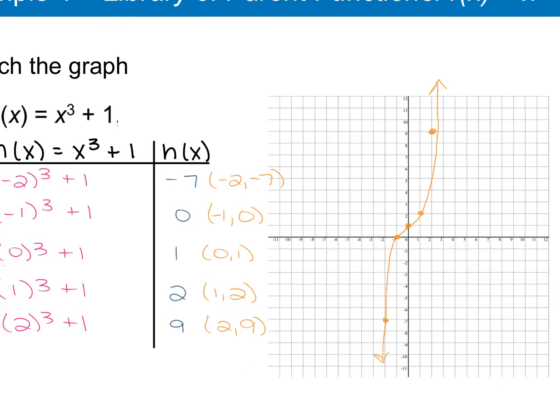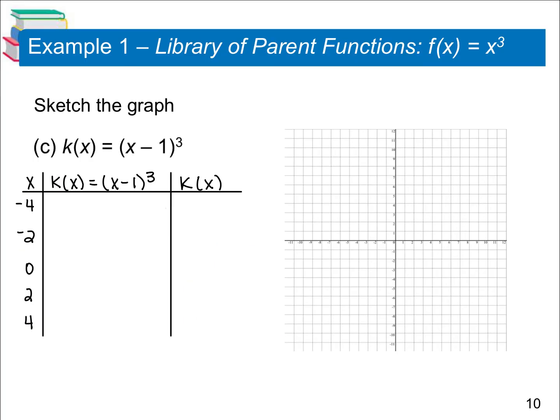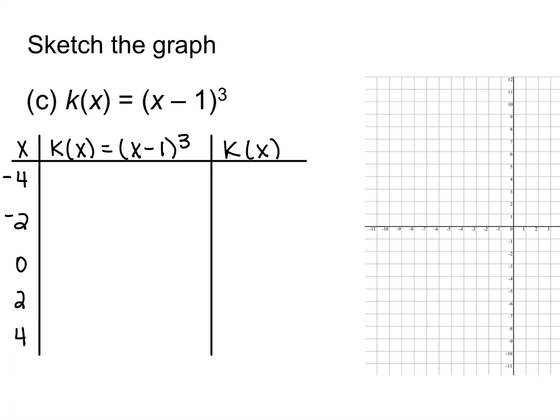For our next example, we're going to be working with k of x is equal to (x minus 1) cubed. These x values that we have are -4, -2, 0, 2, and 4. So this -4 is going to give us (-4 minus 1) cubed. That's going to give us -5 cubed, which is 25 times 5. It's going to give you a negative, and then it is 125. Then for the -2, we have (-2 minus 1) cubed. So that's -3 cubed. That gives us -27.